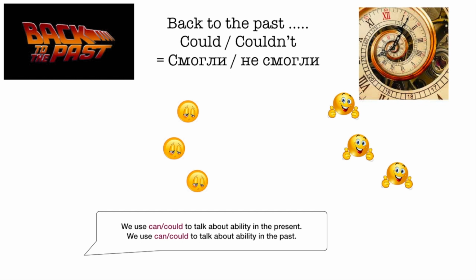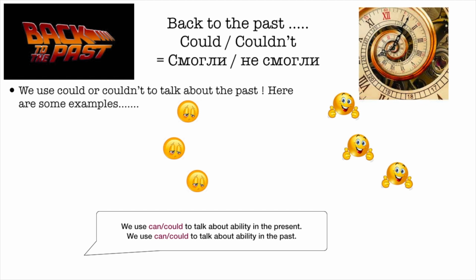Okay, so you have to circle which one you think. Okay, if we're going to talk about the past, we use could or couldn't. It's just like can and can't in the present. Could means he could, she could, they could, okay? Couldn't means he couldn't, she couldn't, they couldn't, okay?